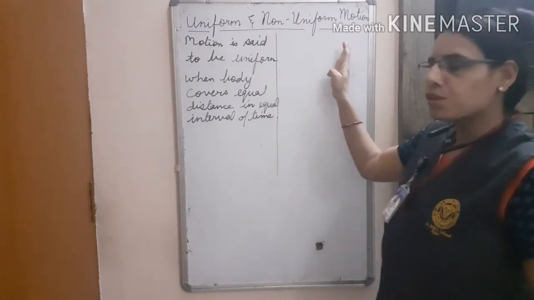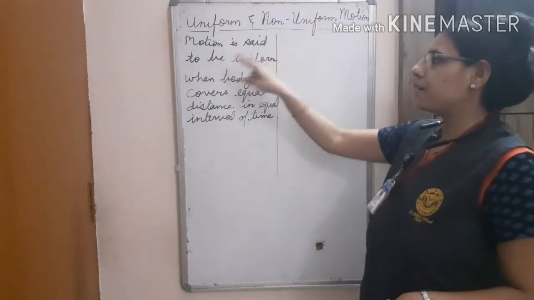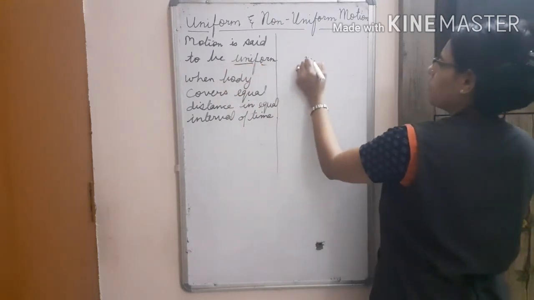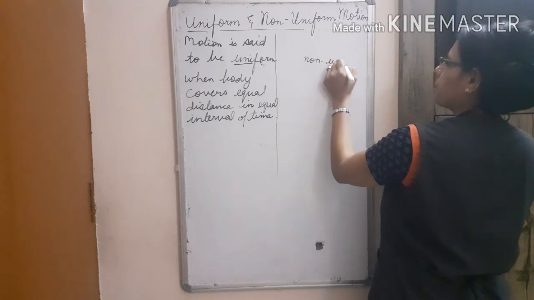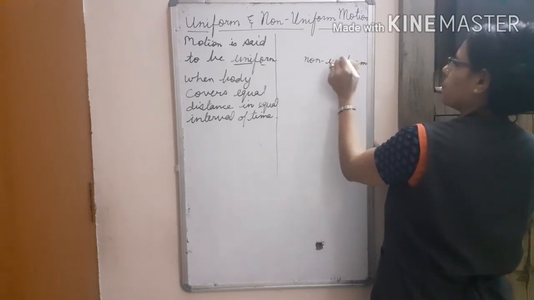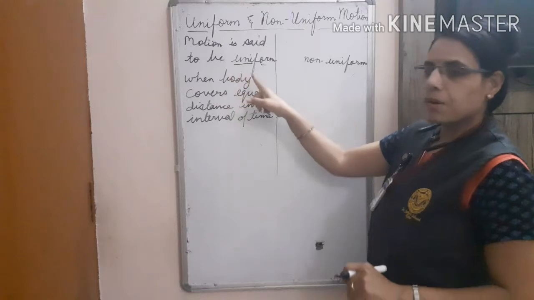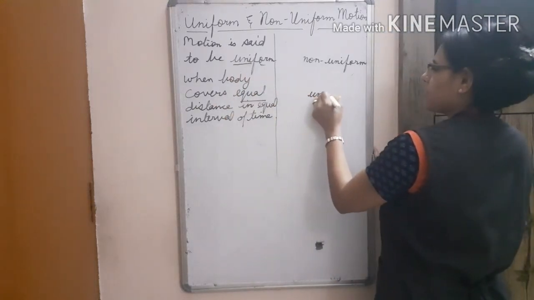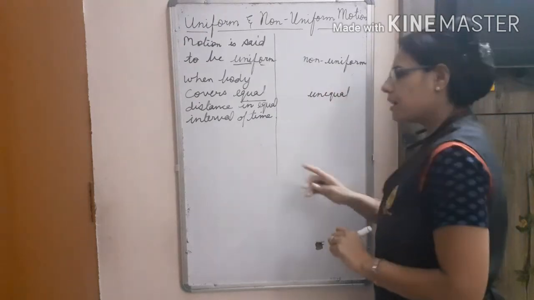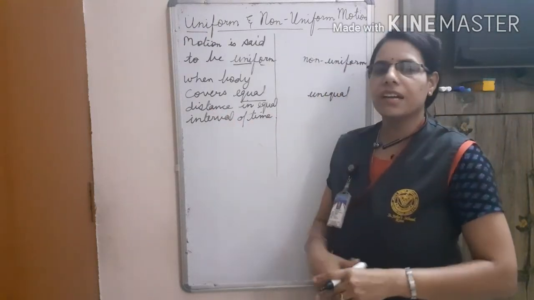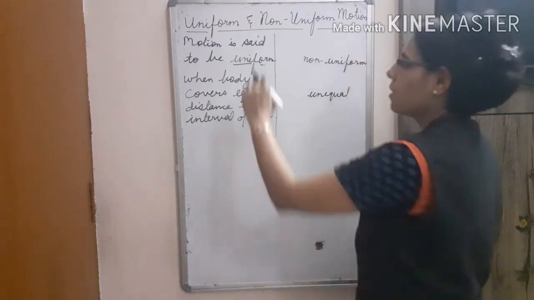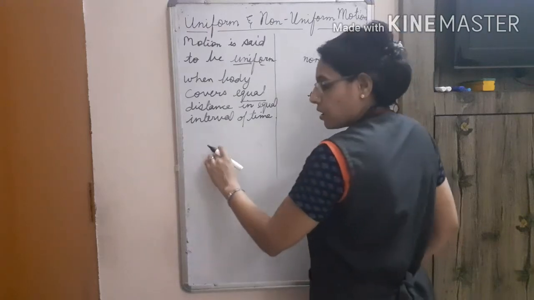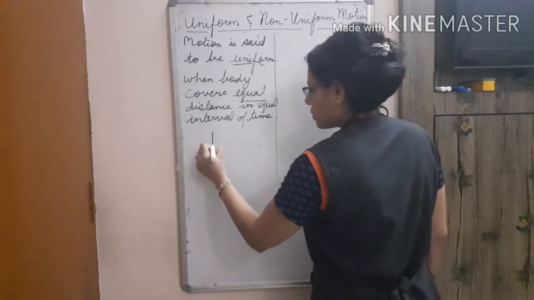For the non-uniform motion: motion is said to be non-uniform, in place of uniform, non-uniform, when a body covers unequal distance in an equal interval of time. Is it clear?